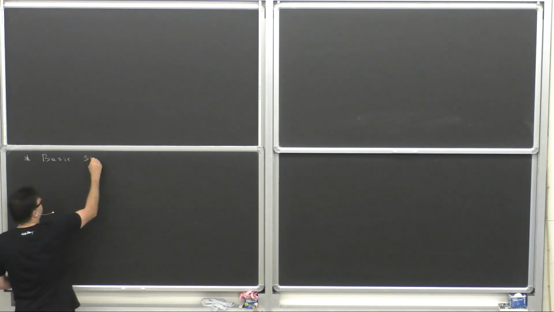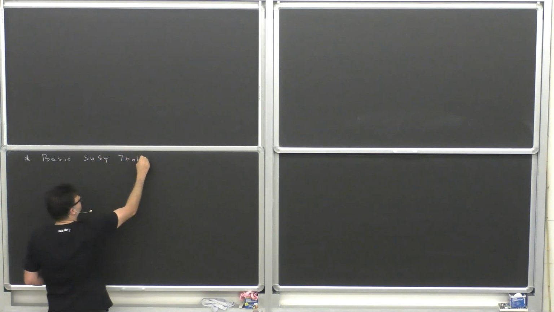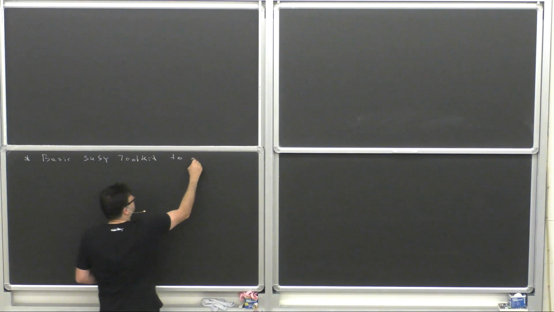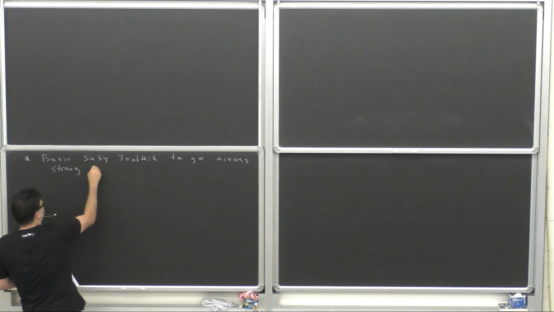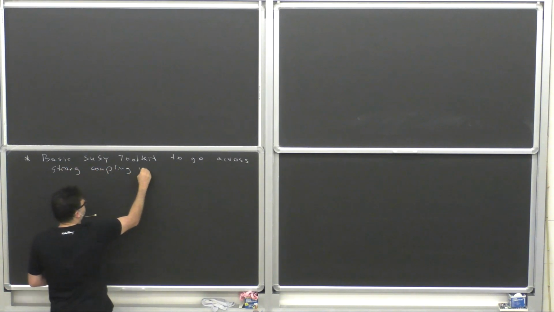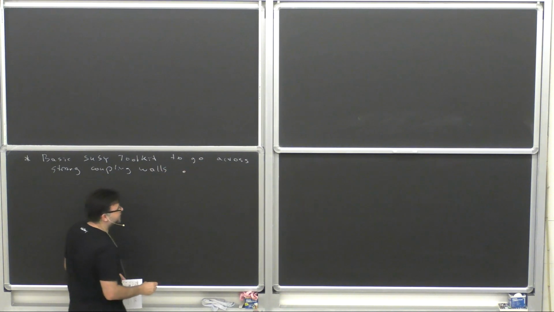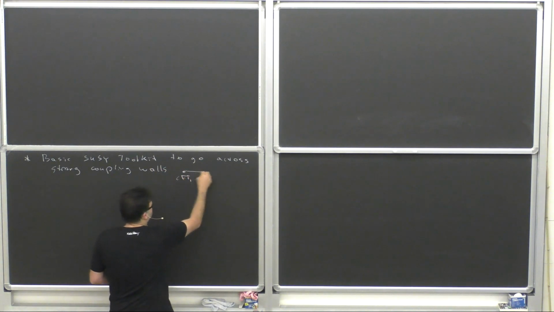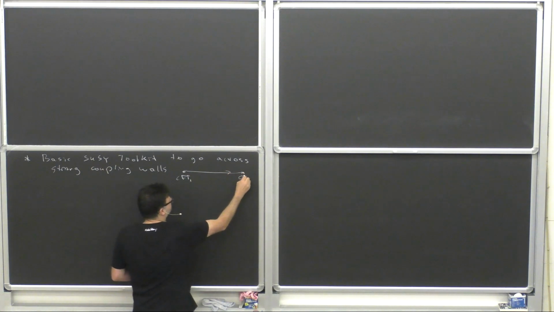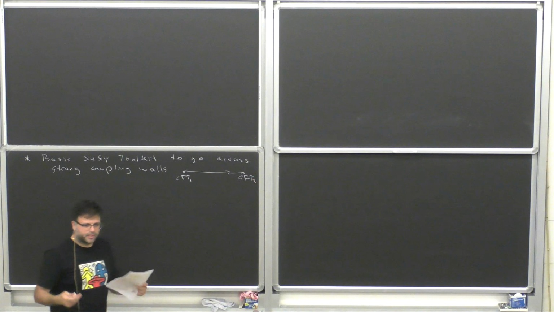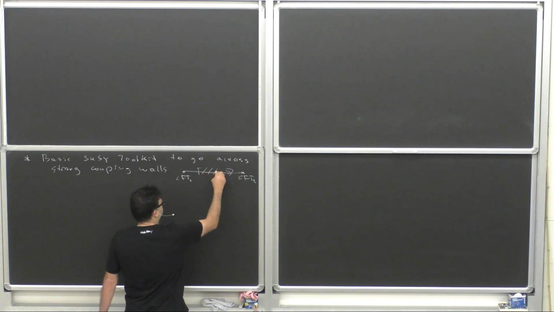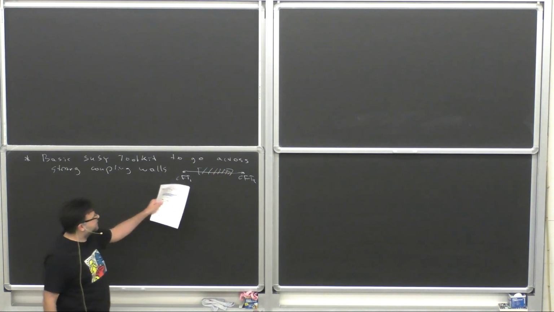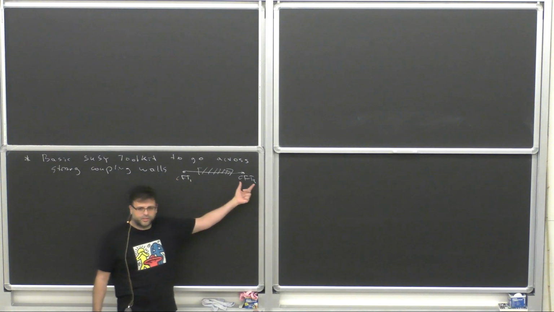So we discussed the basic supersymmetric toolkit to go across strong coupling walls. Okay, so again, this is the picture. We have CFT1. We flow to CFT2 or tune some other parameters, not just RG scale, but some exactly marginal parameter. There is maybe some strong coupling regime, and then we want to understand, by studying CFT1, something about CFT2.